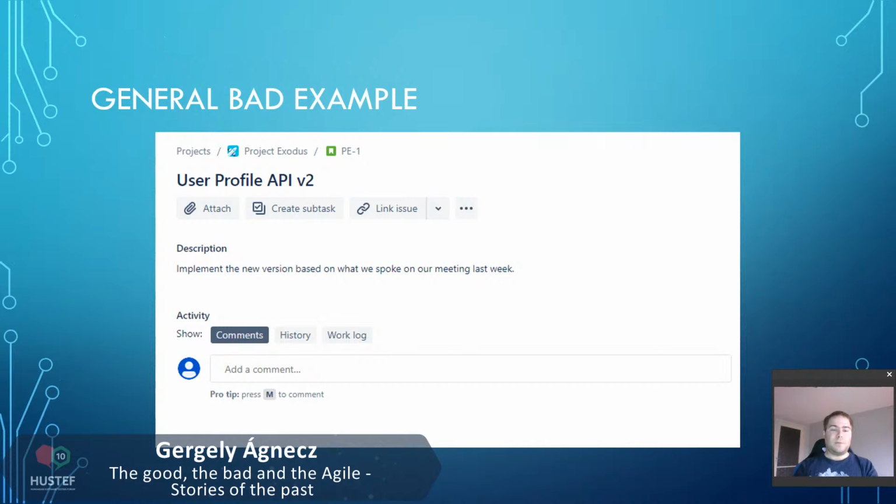Here is a bad example. There is a simple user story with a title and one sentence about what must be done. Well, I have several questions, of course. My first question is, can we estimate and work with such a user story? Well, I guess your answer is no, and that is correct.